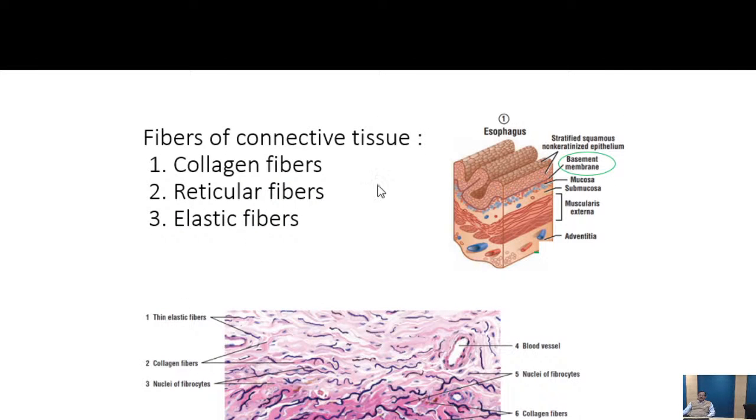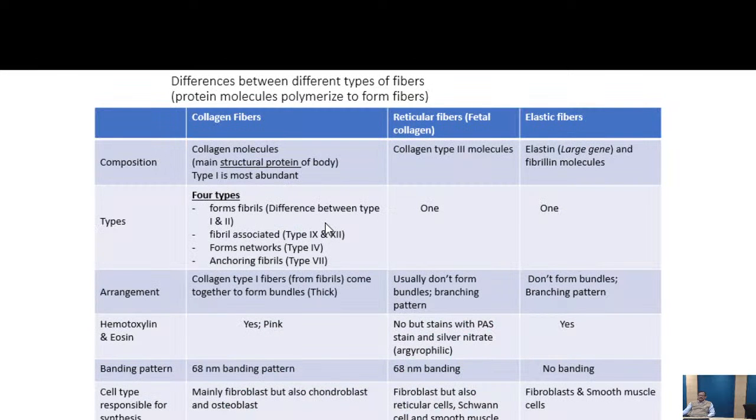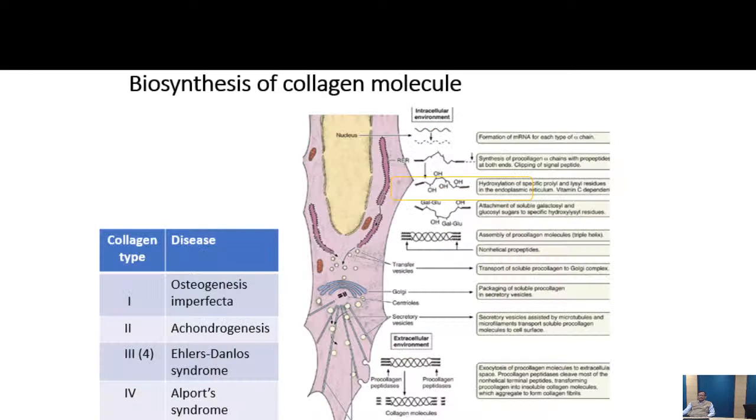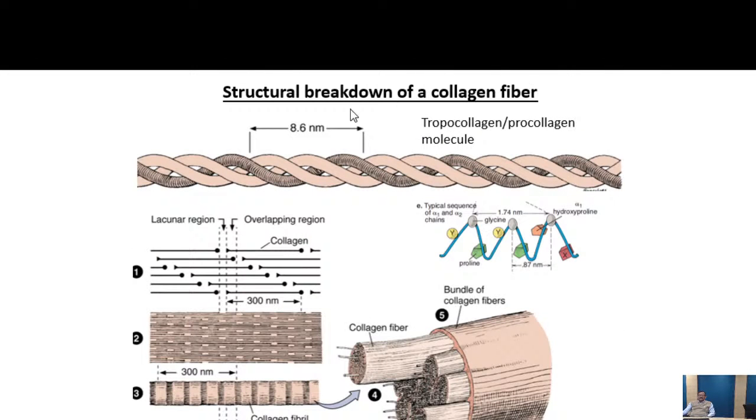So these are some of the fibers of the connective tissue: collagen, reticular, elastic fibers. Collagen fibers are made up of a molecule, and this molecule is in the form of a triple helix. You know the DNA is in the form of a double helix. Here the collagen is in the form of a triple helix, and you will be surprised to know that collagen is the most abundant type of protein present in the body.